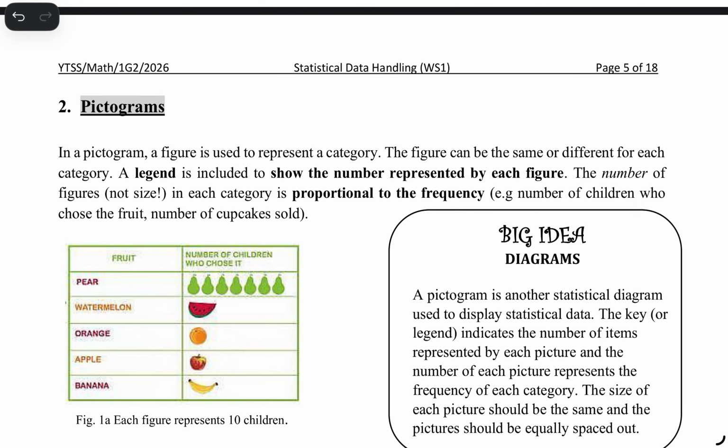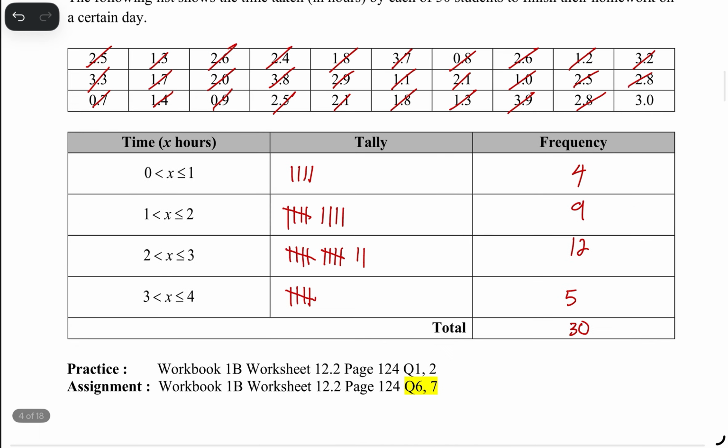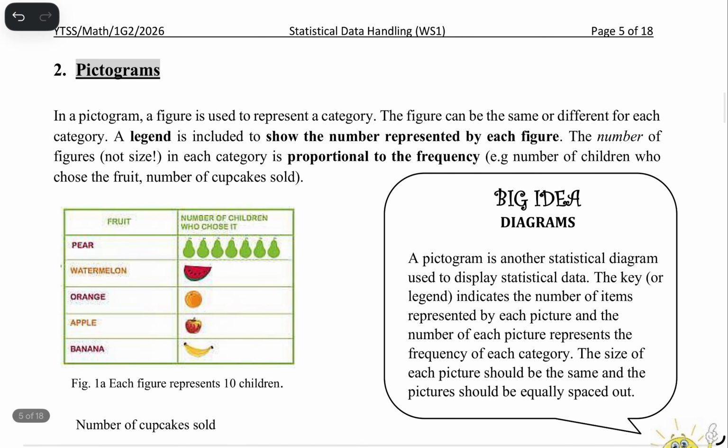Okay, for this second part of the video, we are looking at Chapter 12, Worksheet 1 on Statistical Data Handling. Previously we looked at the frequency diagrams, which we have gone through over here. So today we're going to look at the next part, which is on pictograms as well as bar charts.